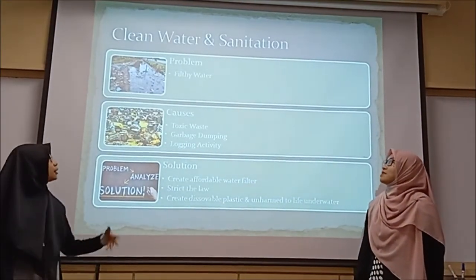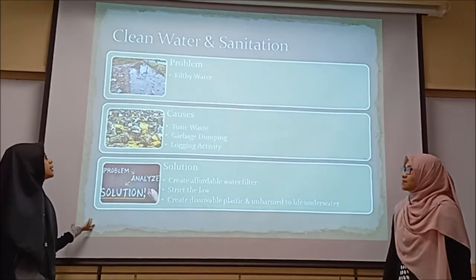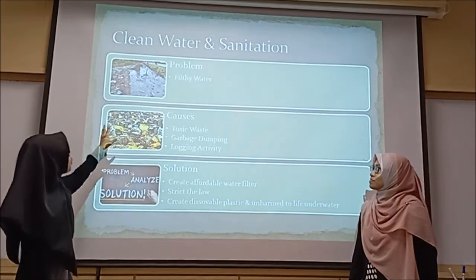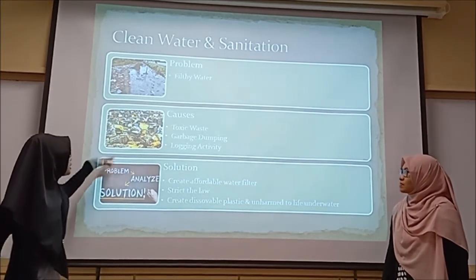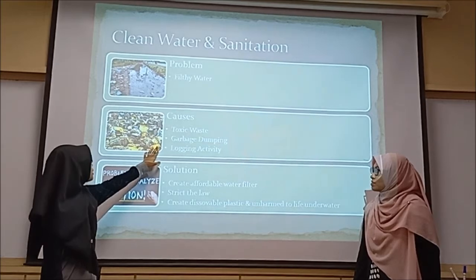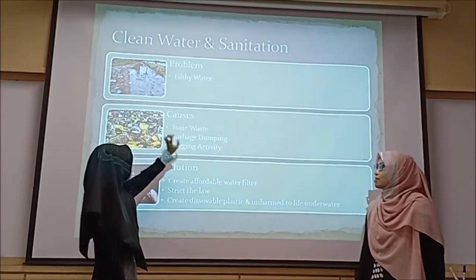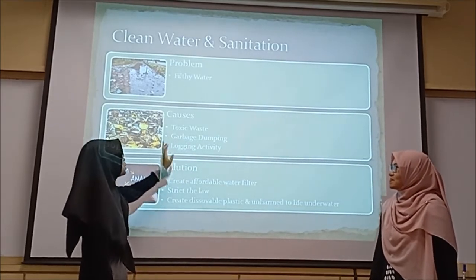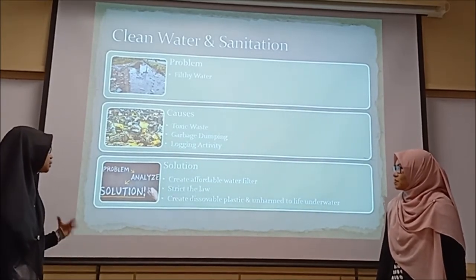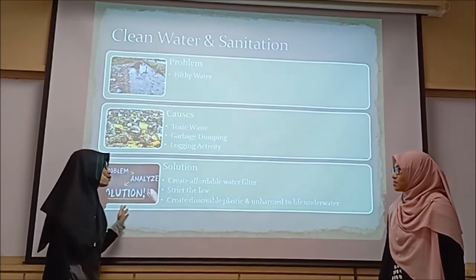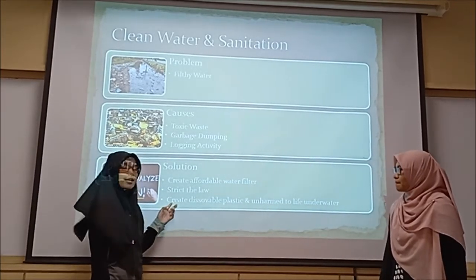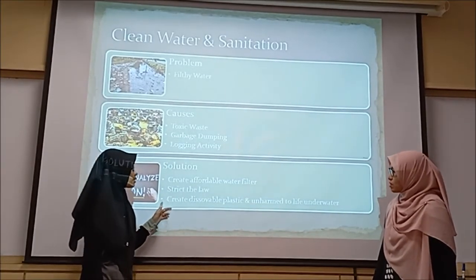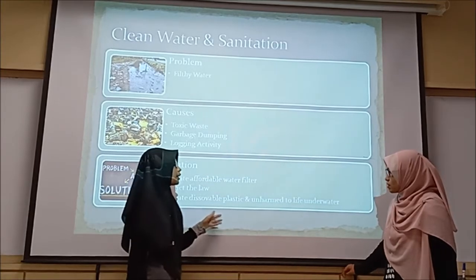Then the next SDG is clean water and sanitation. The main problem is filthy water. You can see that there is a lot of rubbish here. The causes are toxic waste dumped in the ocean, garbage dumping, and logging activities. For the solution, we recommend creating an affordable water filter, enforcing stricter laws, and creating dissolvable plastic that is unharmful to life underwater.